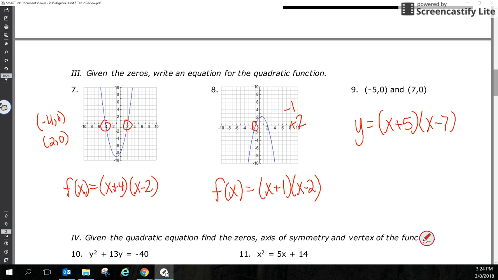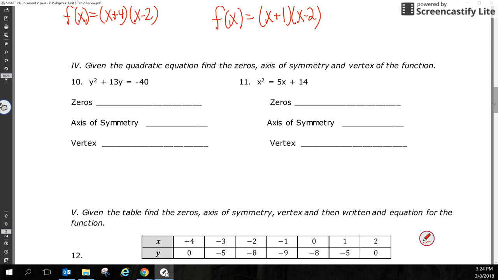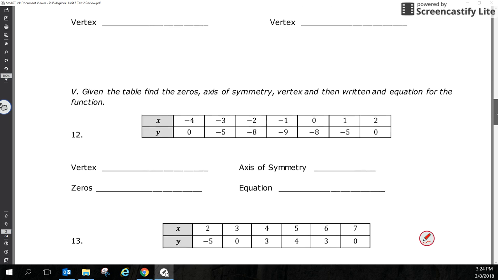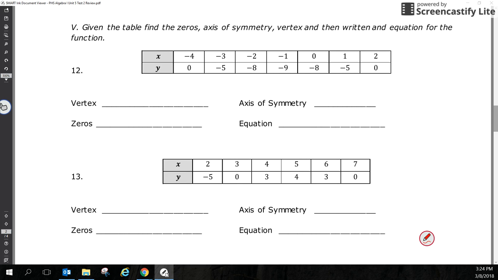All right, that's it for 7, 8, and 9. Number 10 requires a calculator, so we'll come back to that one as well. Probably in my next video, we'll hit those table ones.